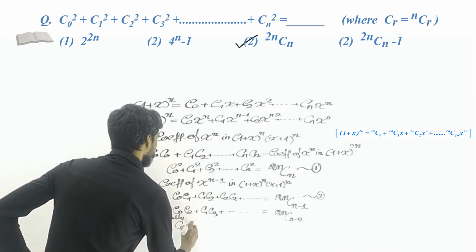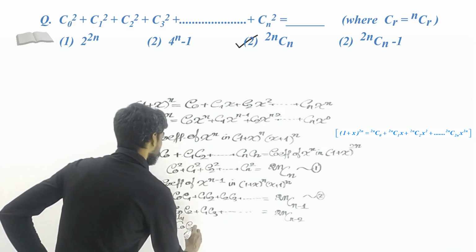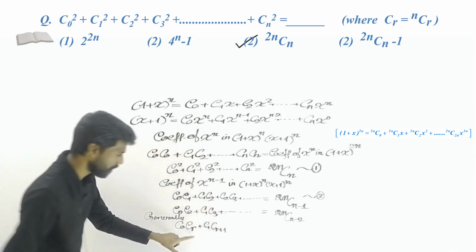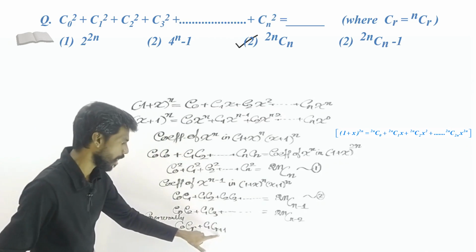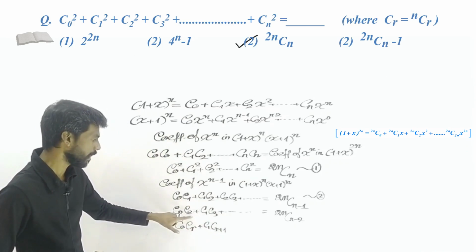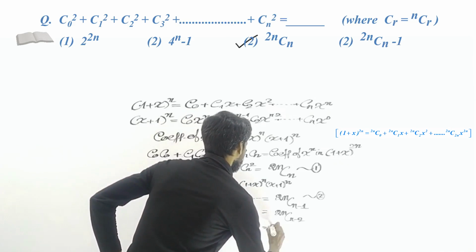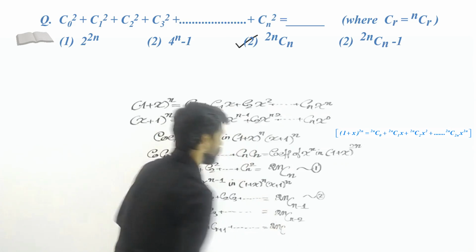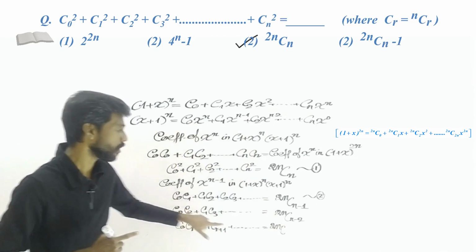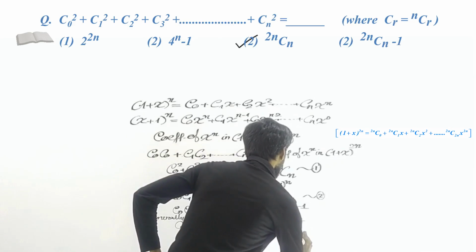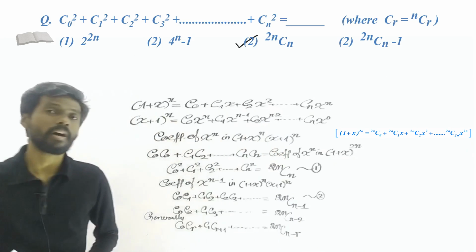C0 multiplied with CR plus C1 multiplied with C(R+1), and so on. The difference is R here: R minus 0, R plus 1 minus 1, that is R. Here the difference is 2, so that gives you the value 2nC(n minus 2). Instead of n minus 2, we have n minus R. So this is also one of the results.